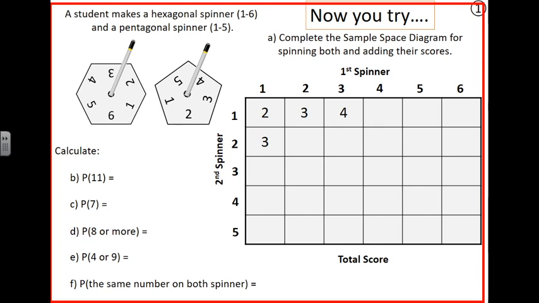Draw the grid out, calculate the probabilities. Each time you've done one of the slides, check your answer, and then move on to the next. So just put me on pause while you try red.